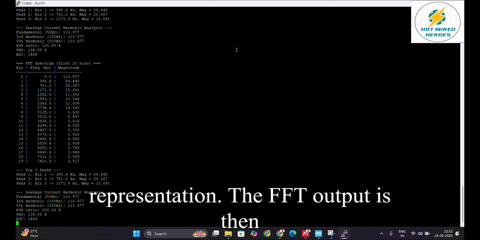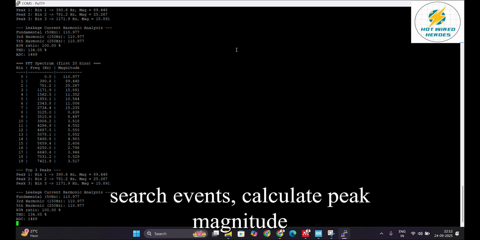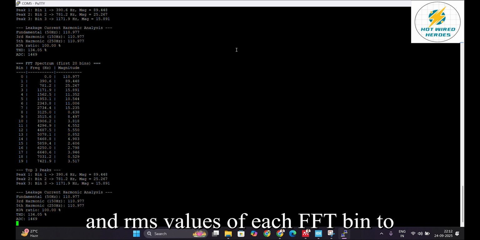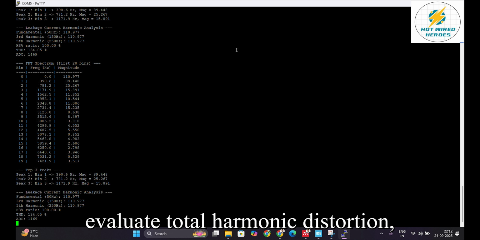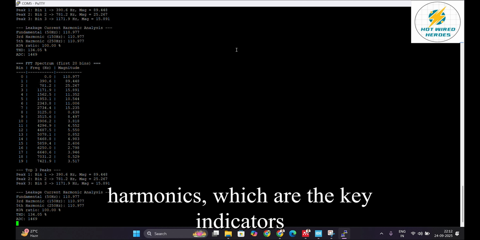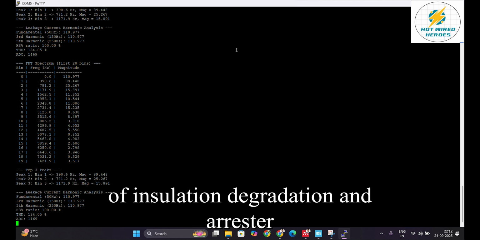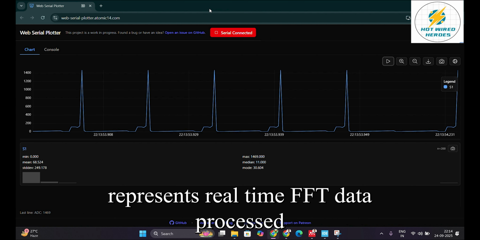The FFT output is then analyzed to parse leakage current and surge events, and to calculate peak magnitude and RMS values of each FFT bin to precisely quantify surge severity. We also evaluate total harmonic distortion, especially focusing on the third and fifth harmonics, which are key indicators of insulation degradation and arrestor health. The graph displayed here represents real-time FFT data processed by our system.